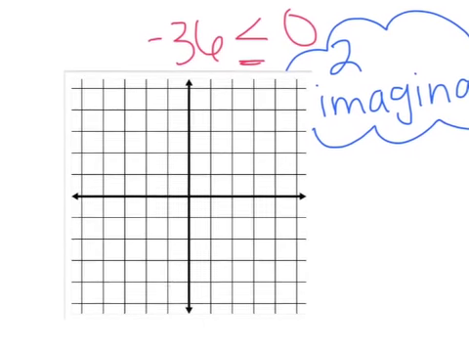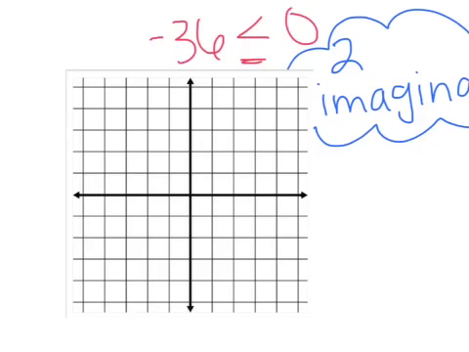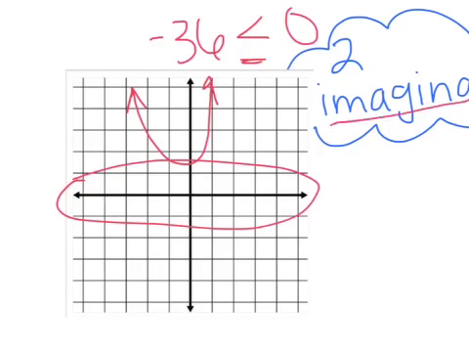So I'm going to show you what it looks like to have two imaginary roots. If you were to graph it, the graph would never touch the x-axis because the roots are imaginary, which means they don't really exist.